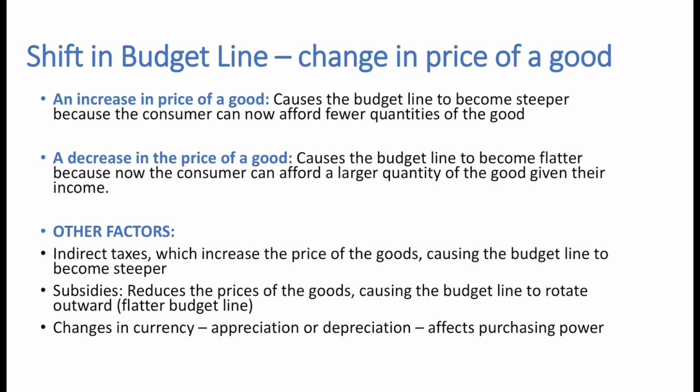A decrease in price of a good causes the budget line to become flatter because now the consumer can afford a larger quantity of the good given their income. There are also other factors that cause a shift in the budget line, including indirect taxes, which increase the prices of the goods, causing the budget line to become steeper; subsidies, which reduce the prices of the goods, causing the budget line to rotate outward; and changes in currency. An appreciation or depreciation affects purchasing power, causing a shift in the budget line.